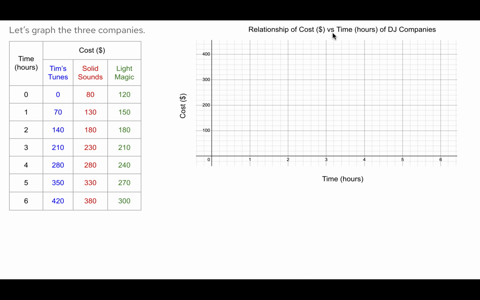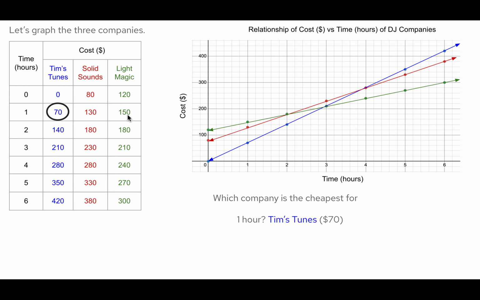Now that we have our table and our graph, we can use this information to answer some questions. So the first question is, which company is the cheapest for 1 hour? Well, looking at the table, I would go over here to the 1 hour and I notice Tim's Tunes is only $70. Solid Sounds is $130 and Light Magic is $150. If I was looking at my graph, it's the one that's the lowest. So right here, you can see that these are more expensive because they're higher up on the graph.